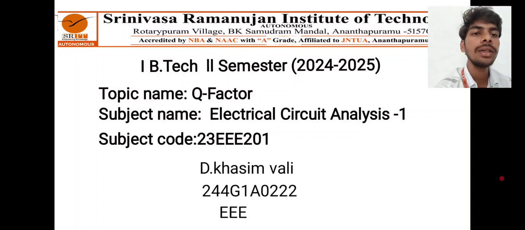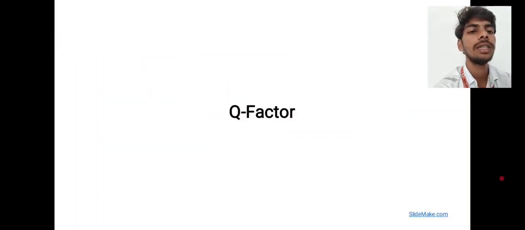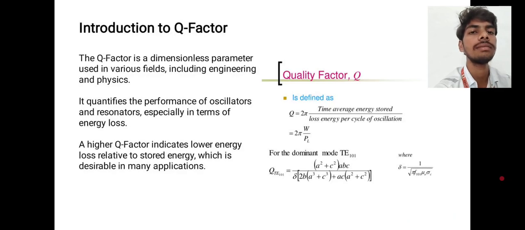Today's topic is Q factor. Introduction to Q factor. The Q factor is a dimensionless parameter used in various fields, including engineering and physics. It quantifies the performance of oscillators and resonators, especially in terms of energy losses. A higher Q factor indicates lower energy loss relative to stored energy, which is desirable in many applications.